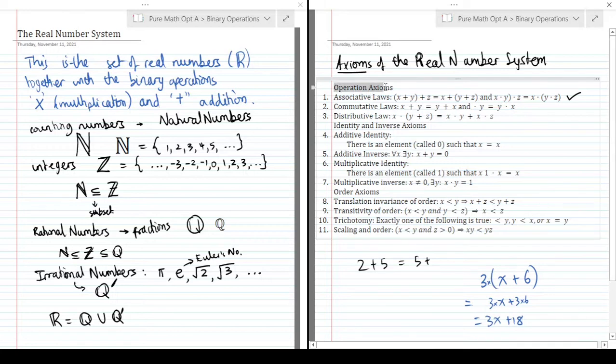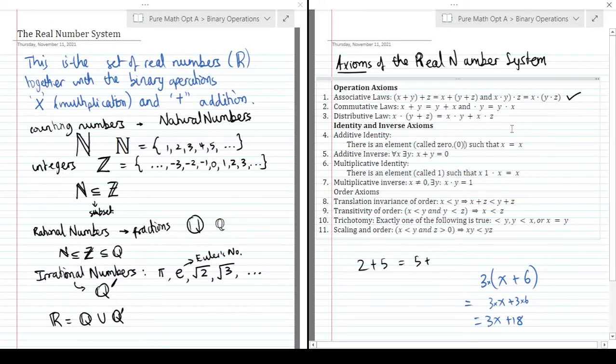If I bold this, it might make it a little bit more readable, right? Identity and inverse axioms. So, first of all, the additive identity. The additive identity exists. There's an element called 0. The symbol obviously is, well, I know what a 0 looks like.